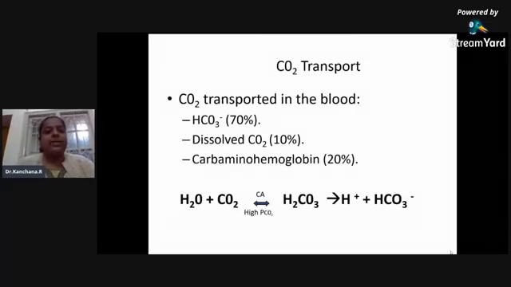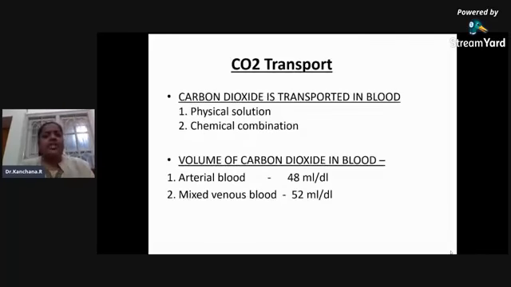Now, how is carbon dioxide transported in the blood? Mainly in the form of bicarbonate, which is about 70%, dissolved in plasma, which is 10%, and in combination with hemoglobin, which is 20%. H2O plus CO2, in the presence of carbonic anhydrase enzyme, forms carbonic acid, which is H2CO3, a very unstable compound that breaks to form H plus and HCO3 minus. So carbon dioxide is transported in blood in physical solution and chemical combination. The volume of carbon dioxide in arterial blood is 48 ml per deciliter, and in mixed venous blood it is 52 ml per deciliter.